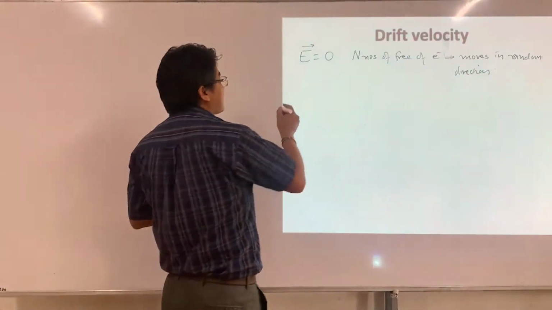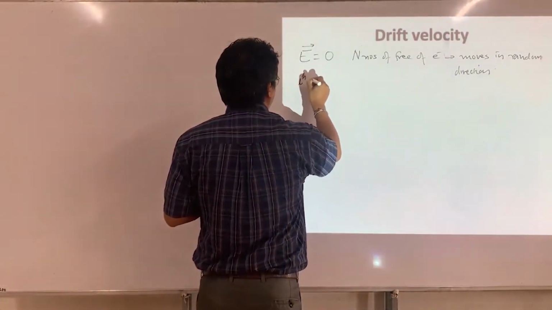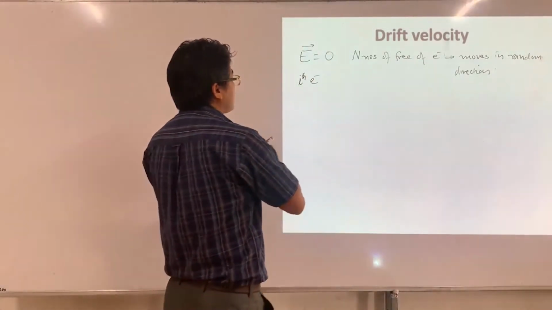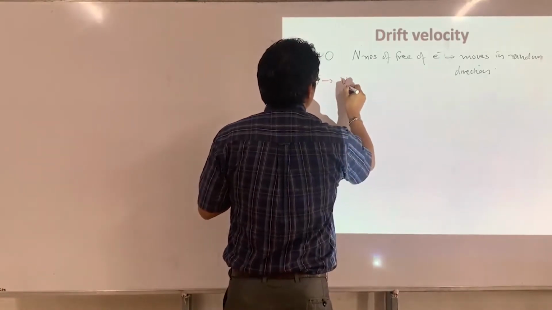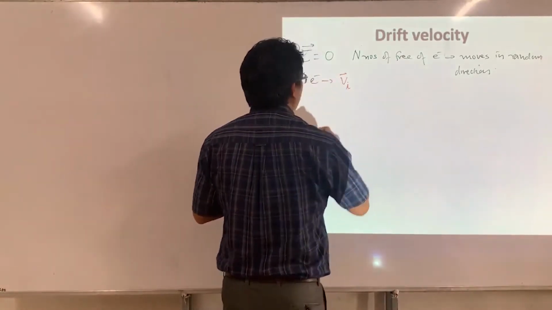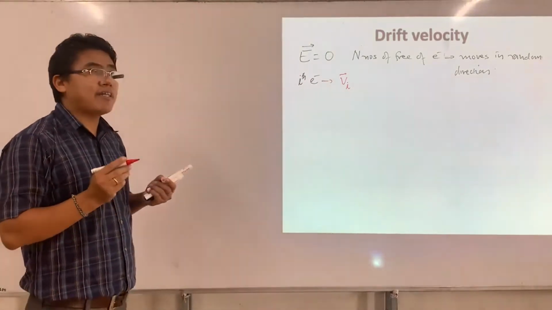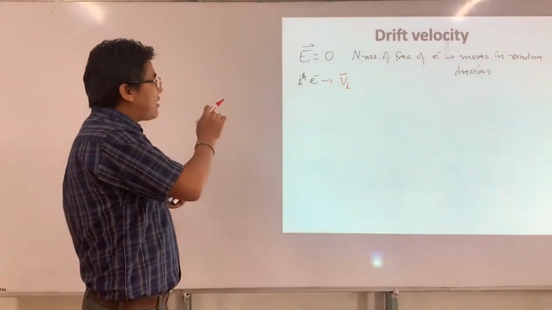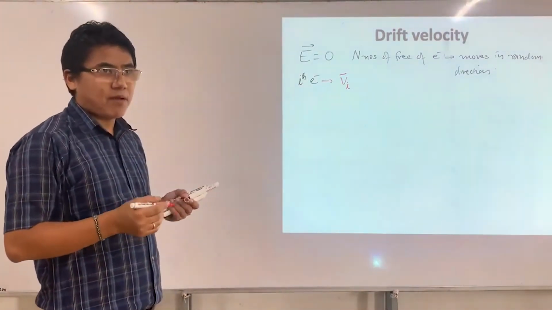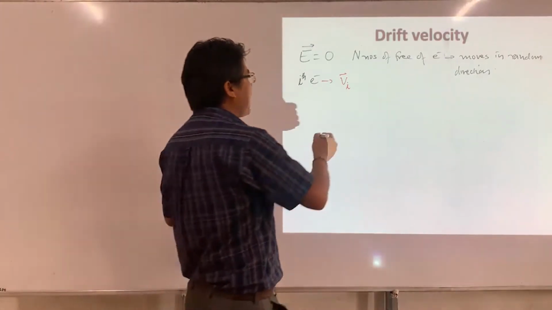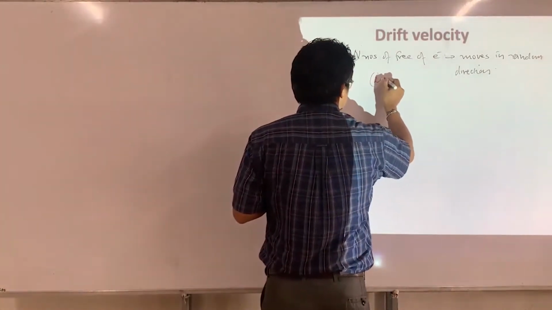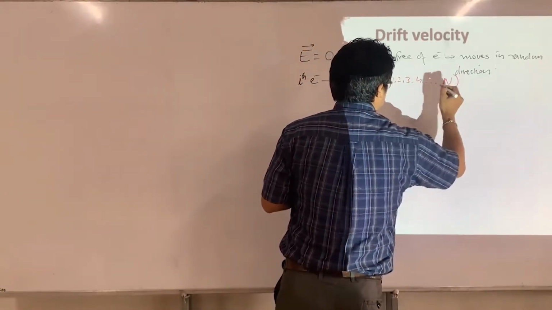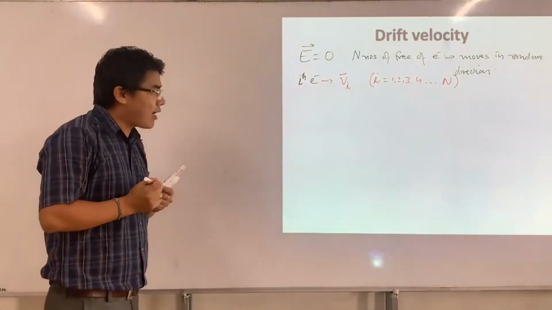What I take is the ith electron. Let's say I take the ith electron, having velocity Vi. Vi is the velocity of the ith electron. I take a particular electron having a velocity Vi, where i is a number that is 1, 2, 3, 4 up to n.